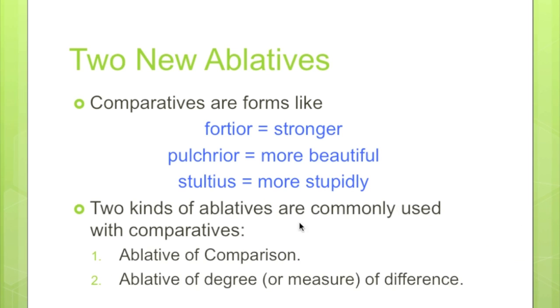Two kinds of ablatives are commonly used with comparatives. The first is called the ablative of comparison. The second is called the ablative of degree or measure of difference. I call it the ablative of degree of difference. Your text calls it the ablative of measure of difference. In fact, most people call it the ablative of degree of difference, so that's what I'm going to call it.